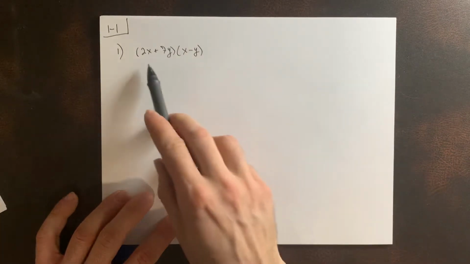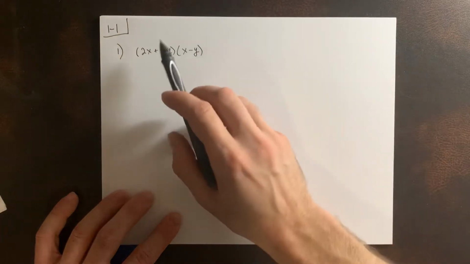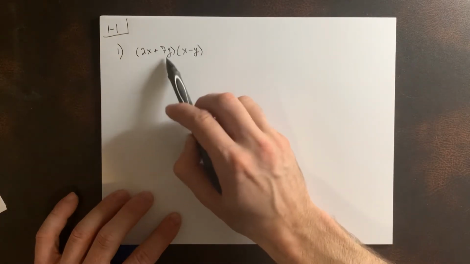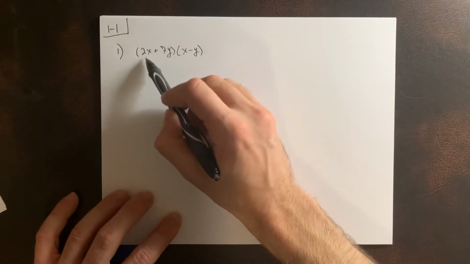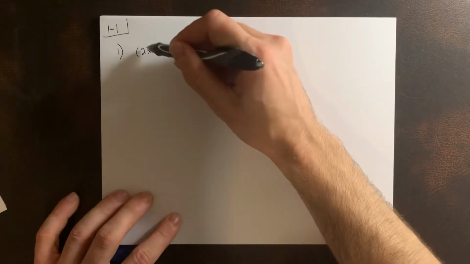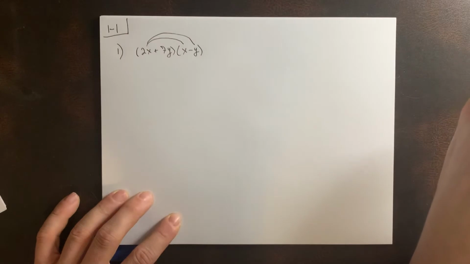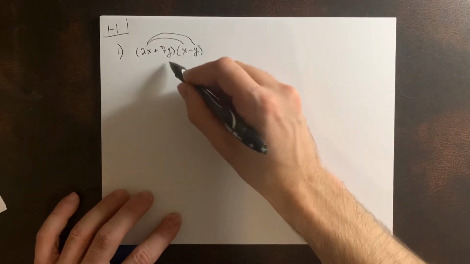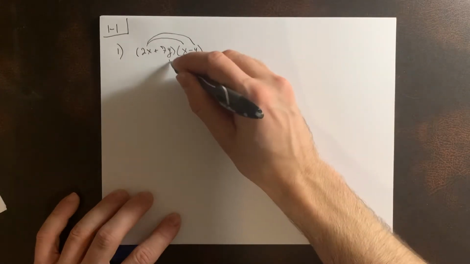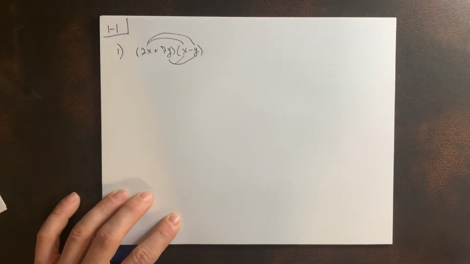Whenever we're multiplying two things like this together, we start with the piece on the left. So this 2x right here, which is the first thing in here, we're going to multiply the 2x to this x, and then we're going to multiply this 2x to the y. And then the 7y, we're going to take the 7y and multiply it to the x, and we'll take the 7y and multiply it to the y.